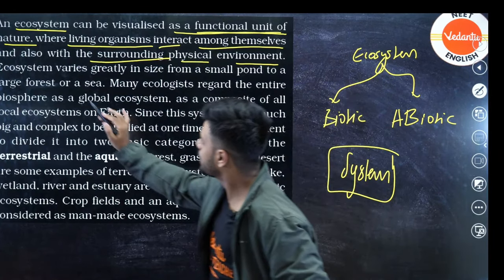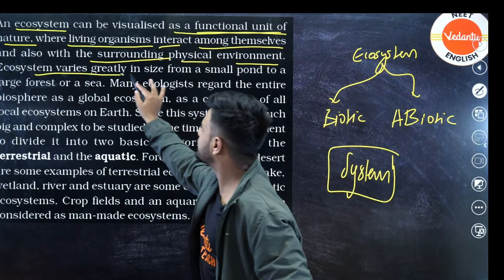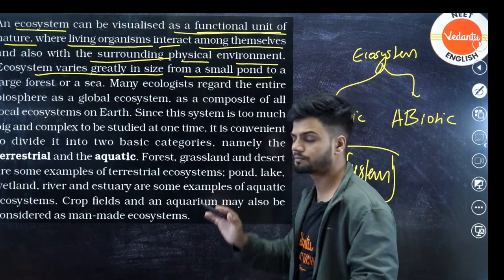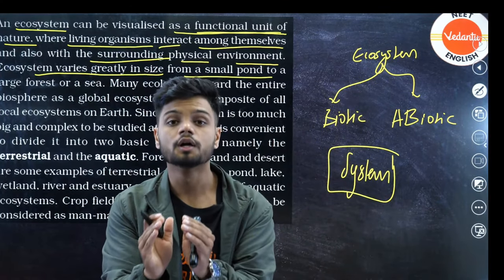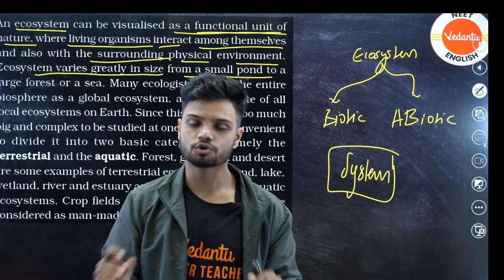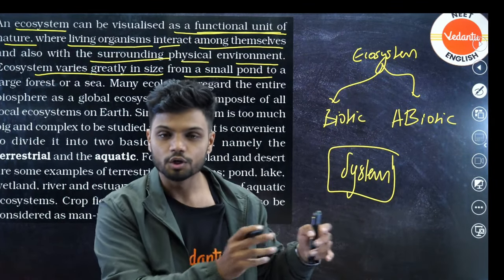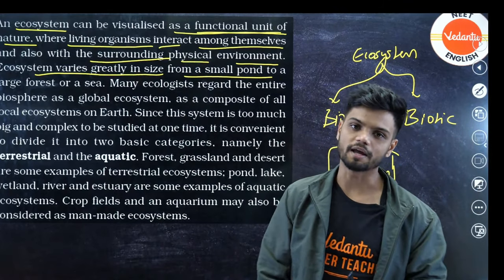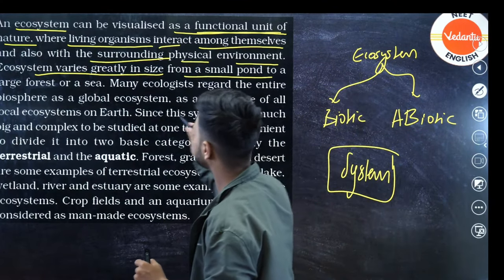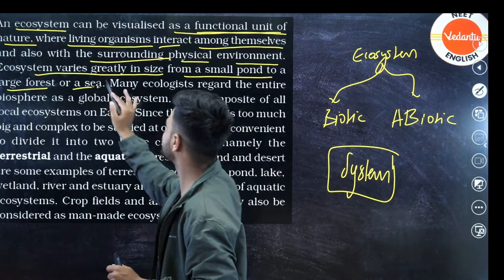Next line of NCERT. Ecosystem varies greatly in size, all the way from a small pond to a massive ocean. So ecosystem does not have a fixed size. It can vary from a small pond to a large ocean, to a large forest or a sea.